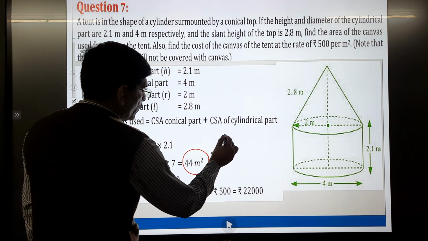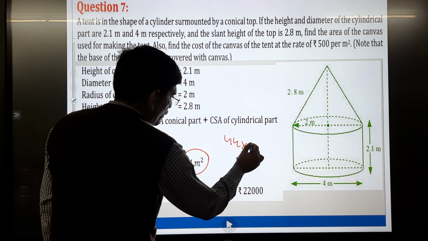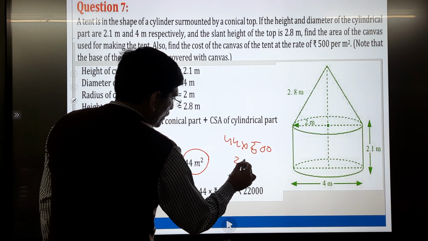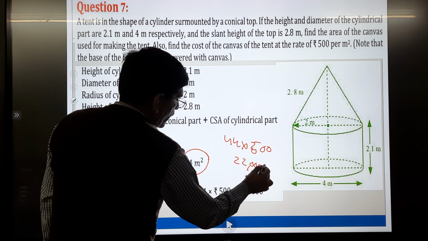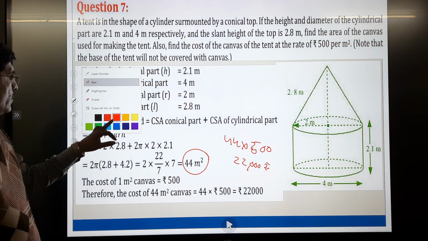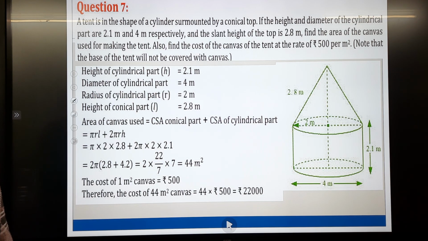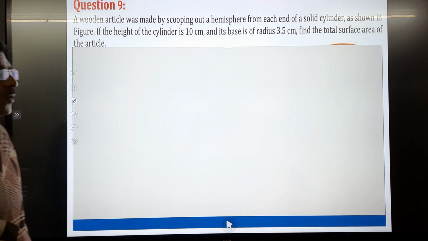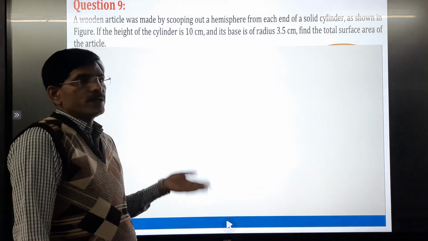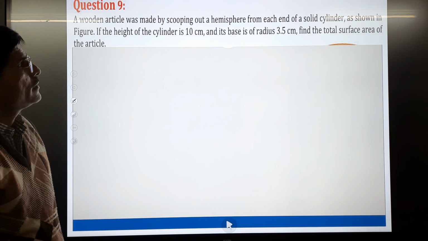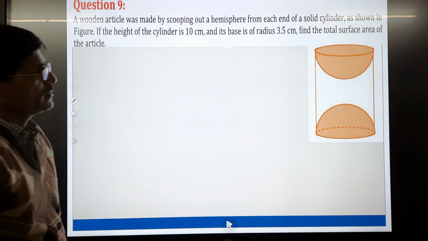Now 44 into 500. You will get 2200 rupees. So that is question number 7. Now 8. I have already described this in school also. So a wooden article is made by scooping. So we see the figure first.